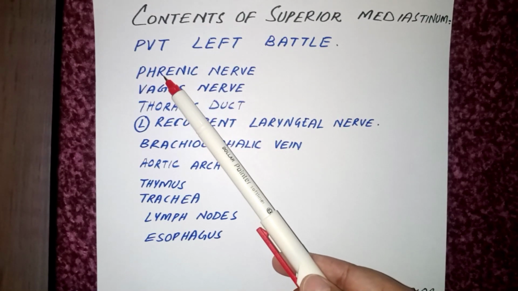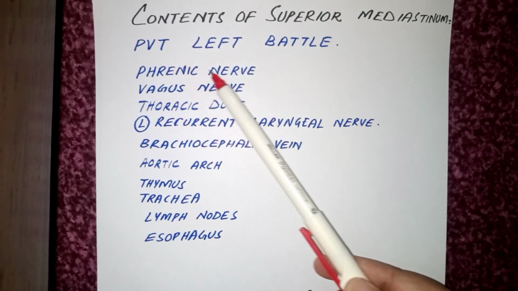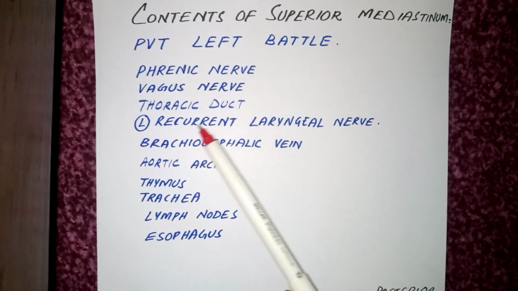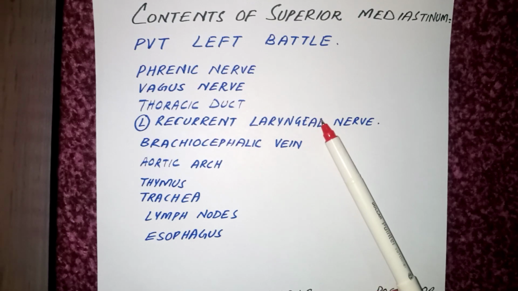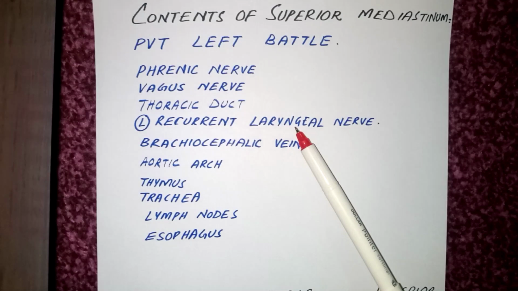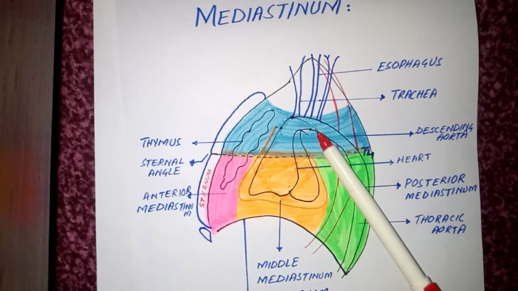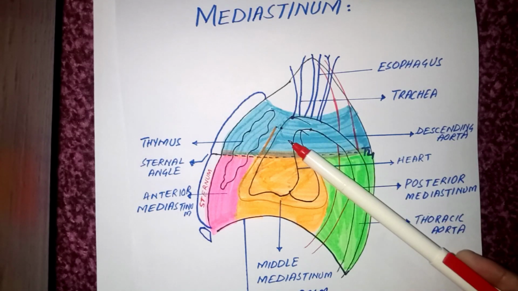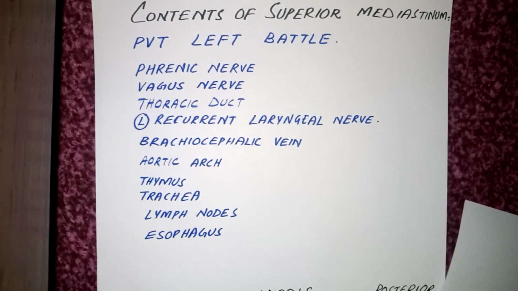So P stands for phrenic nerve, V stands for vagus nerve, and T stands for thoracic duct. Now this whole word is only for this single nerve, that is the left recurrent laryngeal nerve. Please keep in mind that the right recurrent laryngeal nerve is not a part of the superior mediastinum. Only the left recurrent laryngeal nerve is a part of it. Then we have brachiocephalic vein, aortic arch, thymus, trachea, mediastinal lymph nodes, and esophagus. So for that you just have to remember the mnemonic PVT or PTV left battle.